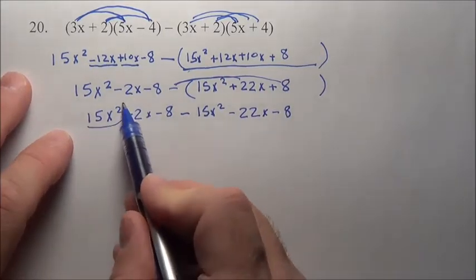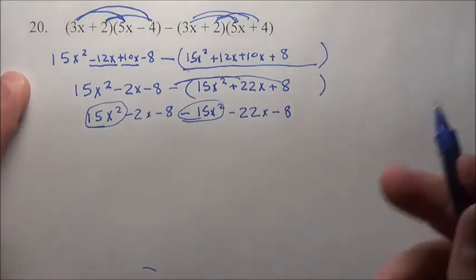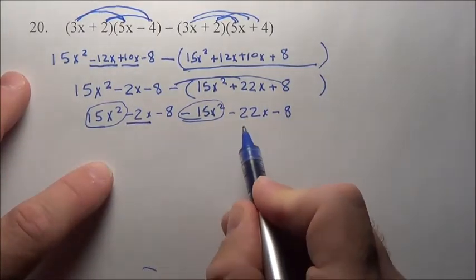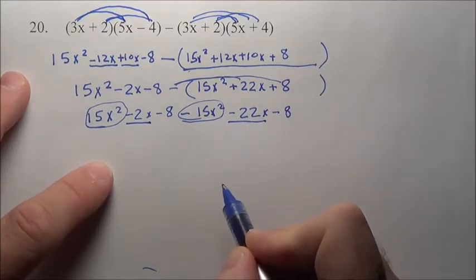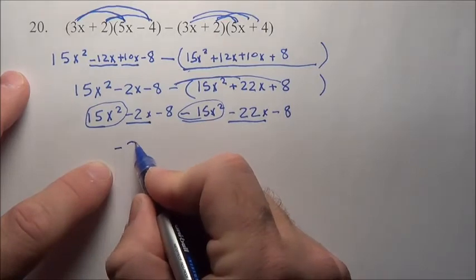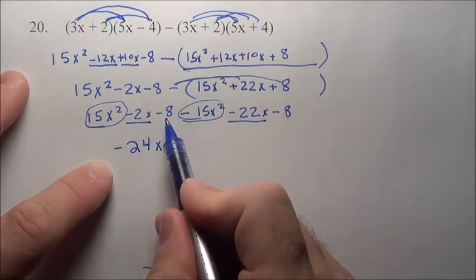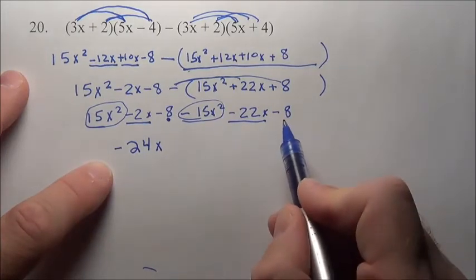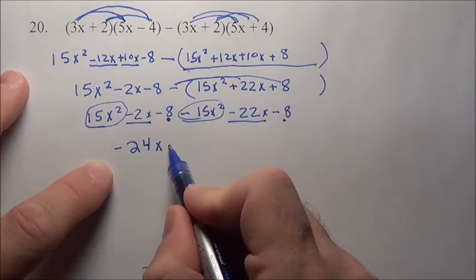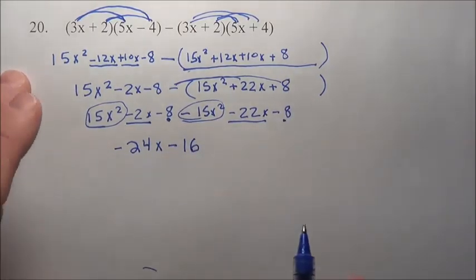Let's see, I have 15x squared minus 15x squared. They go away, so there are no x squareds left. I have a negative 2x minus 22x. So if you lose 2 and then lose 22 more, that's a loss of 24x. And then number-wise, you have a minus 8, take away another 8. So if you lose 8 more, you have lost 16. Nothing else goes together. There's our answer.